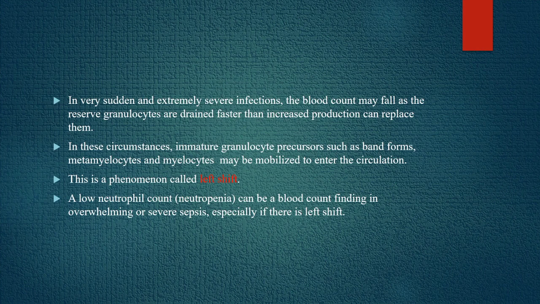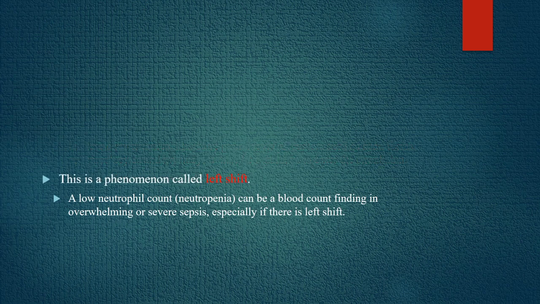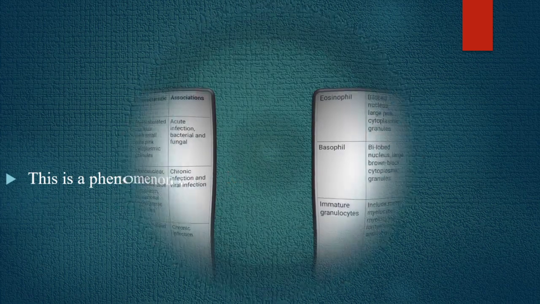Sometimes in severe infections, the blood count may fall as reservoir granulocytes are being drained faster than production can replace them, and in these circumstances, immature granulocyte precursors such as the band forms, metamyelocytes, and myelocytes may be mobilized to enter circulation. This is what we call the left shift. And a low neutrophil count can be a blood count finding in overwhelming or severe sepsis, especially if there is a left shift. So in the left shift, you see the bands proliferating into segs, or sometimes an increase in the number of band cells.